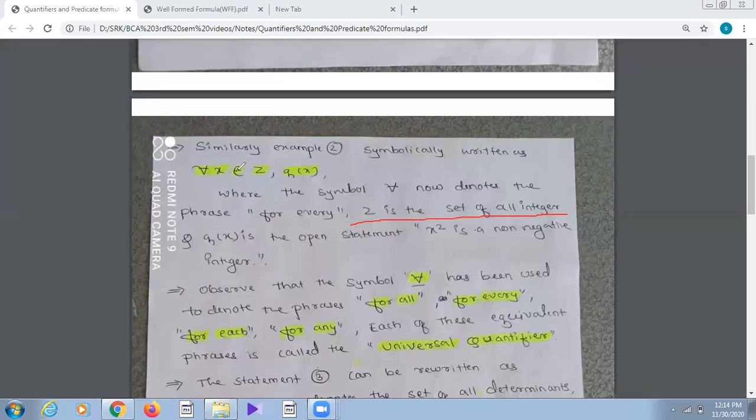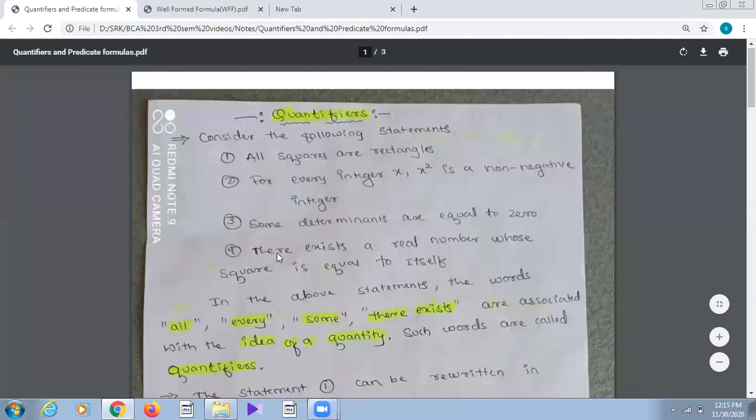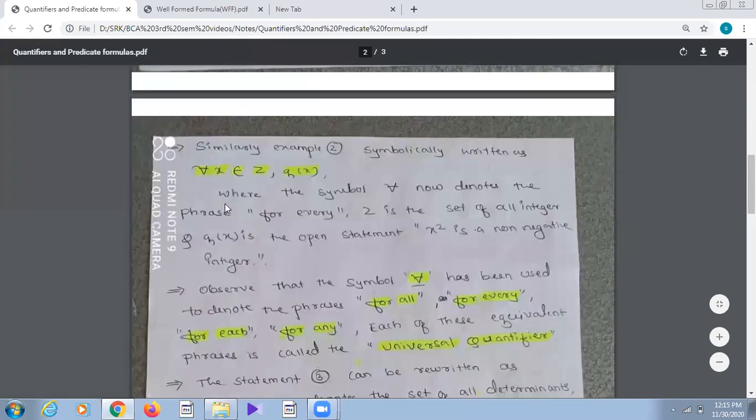Next, Q of x. Q of x means that it is the open statement that x square is a non-negative integer. So we write this in the form of Q of x. So for every x belongs to Z, comma, Q of x. Here the for every phrase also uses this symbol, the for all symbol.